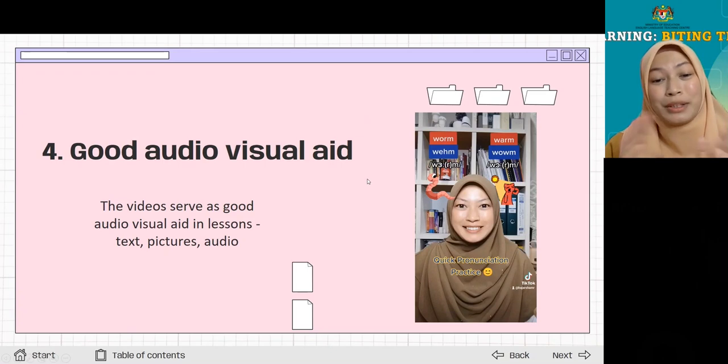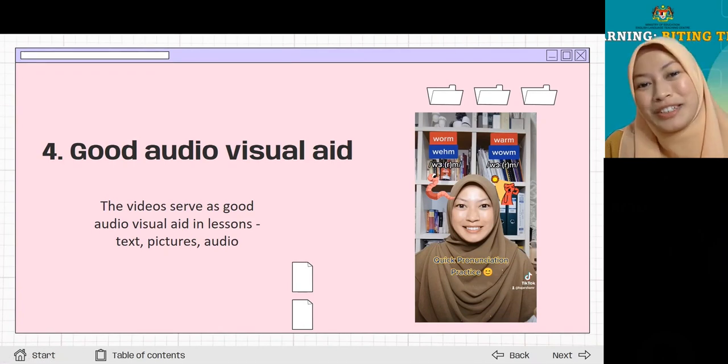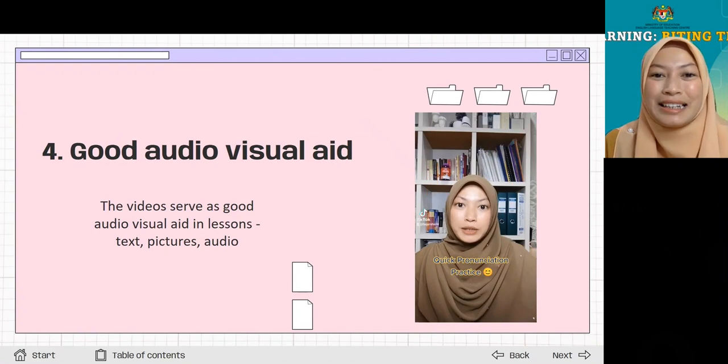Okay, even though it's short, it serves as a good audio-visual aid to teach these two words, the difference of pronunciation and the meaning of these two words.